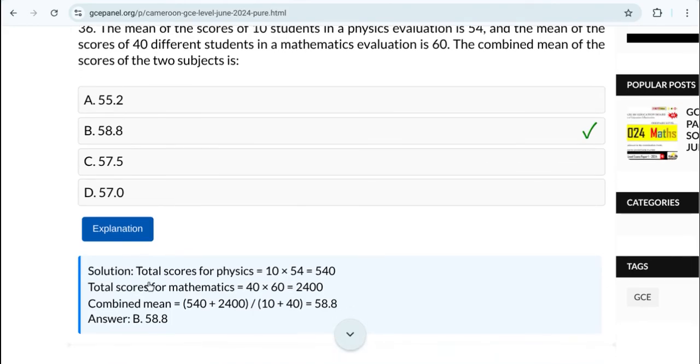So for the 10 students in physics that have 54, the total score was 10 times 54, which is 540. And then for mathematics, we have 40 students and we had 60, so 40 times 60 is 2,400. So the combined mean will be equal to the total sum over the total number of students. That's going to give us 540 plus 2,400, all over 50, and that's going to give us 58.8.